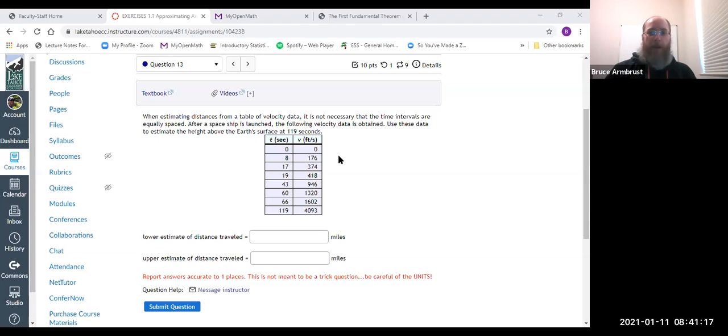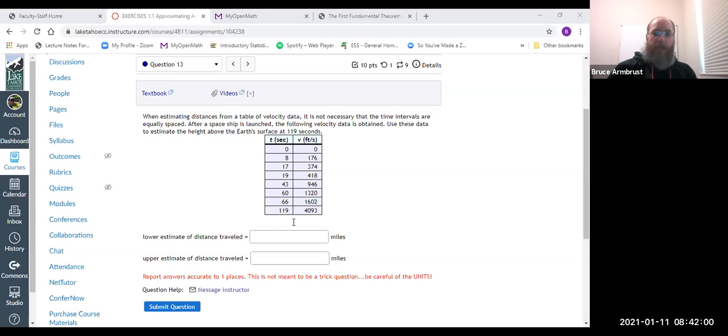I would probably not multiply by 0. I'd probably multiply by 176. Just because the 0, while it is a lower estimate, is kind of a silly lower estimate. I know it's traveled more than 0 miles, right? That's kind of a duh thing. But I would probably use the same kind of argument and go, well, the lowest non-zero velocity I've got is 176. What if I was going 176 feet per second for the entire 119 seconds? Clearly I'm not, right? Clearly I'm speeding up, which means the distance I'm traveling is going to be greater.